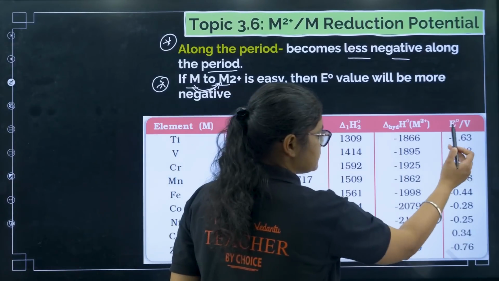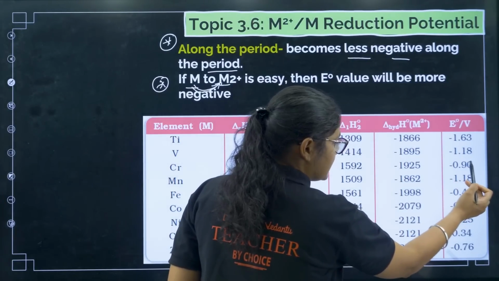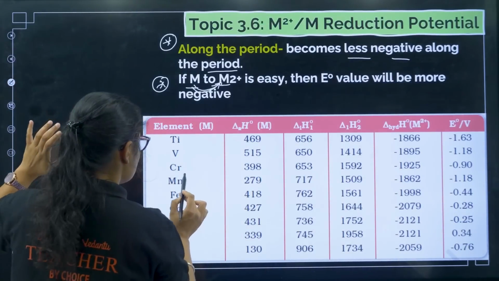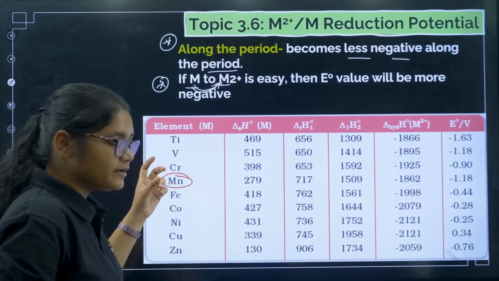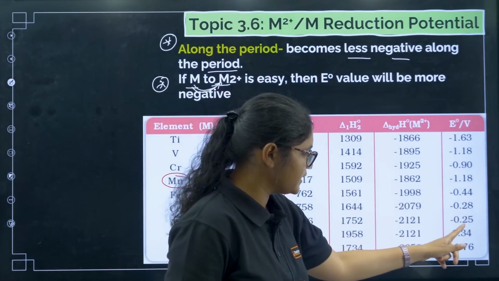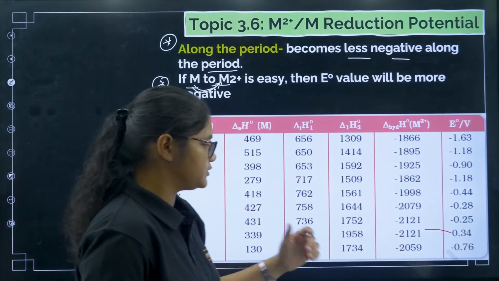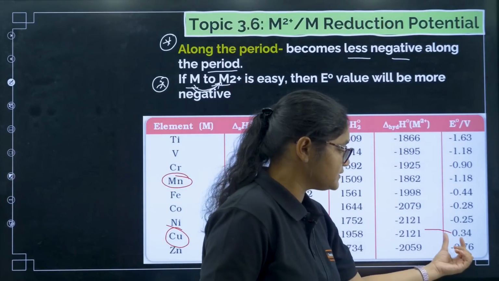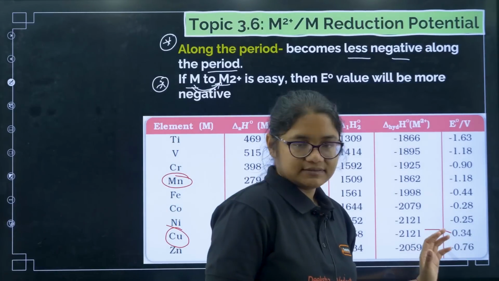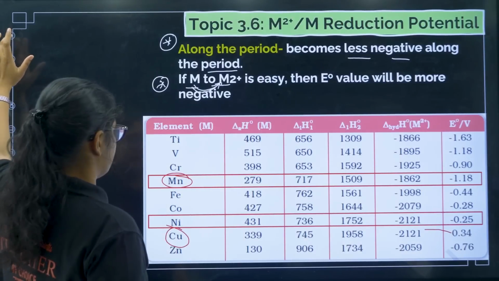First we have -1.63, -1.18, -0.9, but here you can see it is increasing again. Which element is that? Manganese. There is a special reason for that. Then again it started decreasing, again here, again here. Again here we have an increase near copper. Here also something special is there. Then here you can see it is a completely positive value, right? And then again it decreased. So what are the reasons here? Yes, you can see the exceptions here.